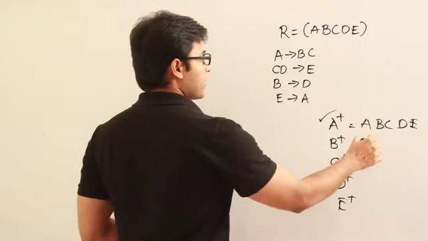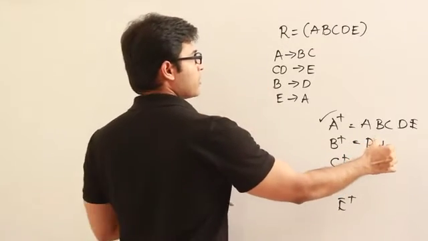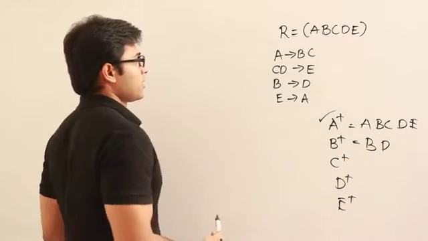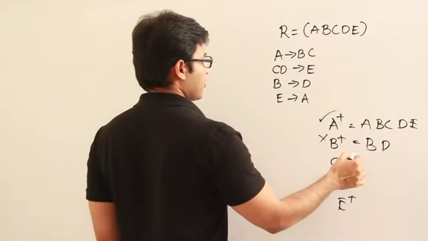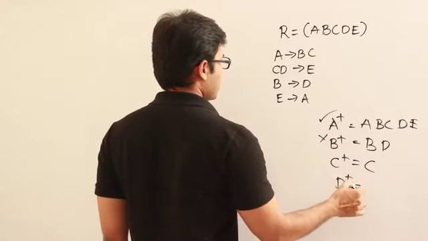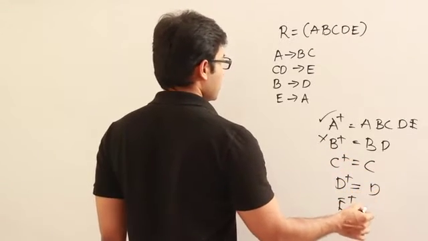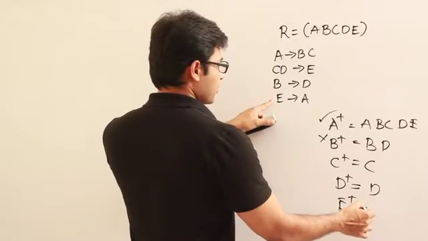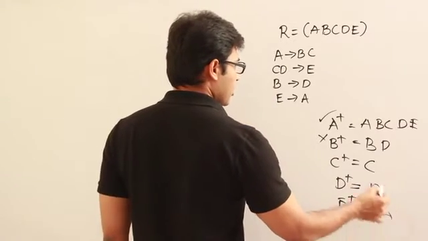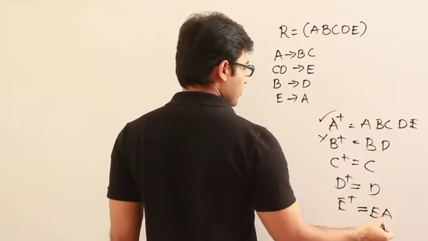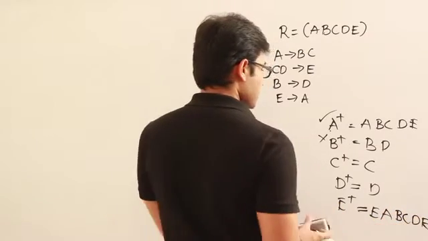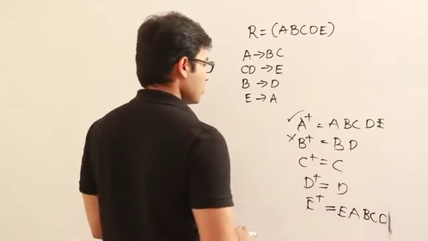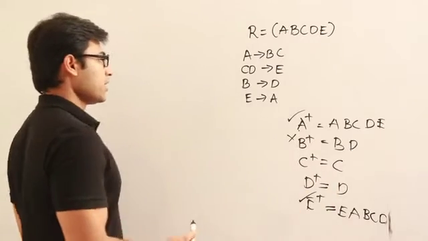And what about B? B, and then because of B I get D, and only because of BD I'll not get anything. What about C? I'll get only C. What about D? I get only D. What about E? Yes, here it is. Because of E I get A, and we already know that A is giving everything, therefore I can get B, C, D, E also. So these two are candidate keys, A and E.